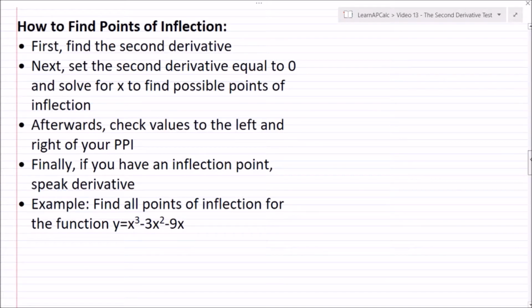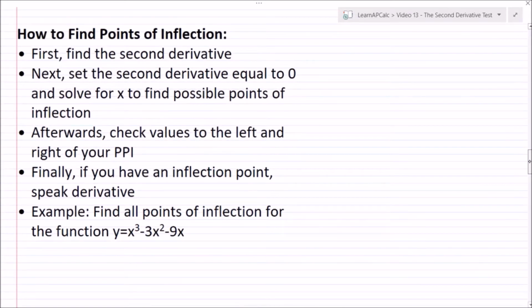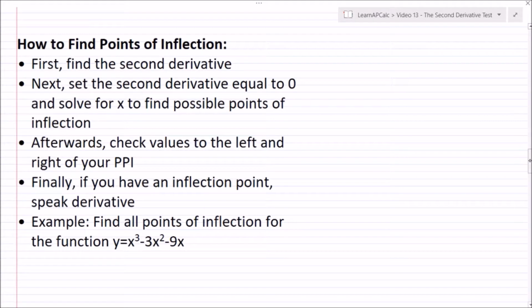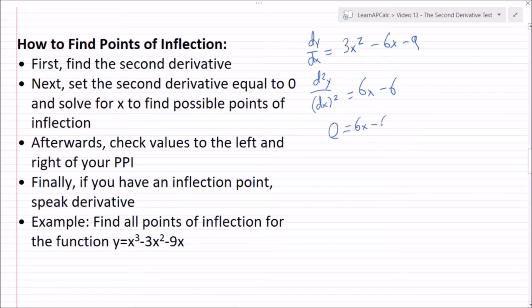Now this is sort of a lot to take in, so I'll walk you through a quick example. Find all points of inflection for the function y equals x cubed minus 3x squared minus 9x. So first we're going to have to find our first derivative, dy dx. We need to get that first. And then we need to take another derivative to get the second derivative. Now we want to set this equal to 0 and solve for x. And this is a possible point of inflection.